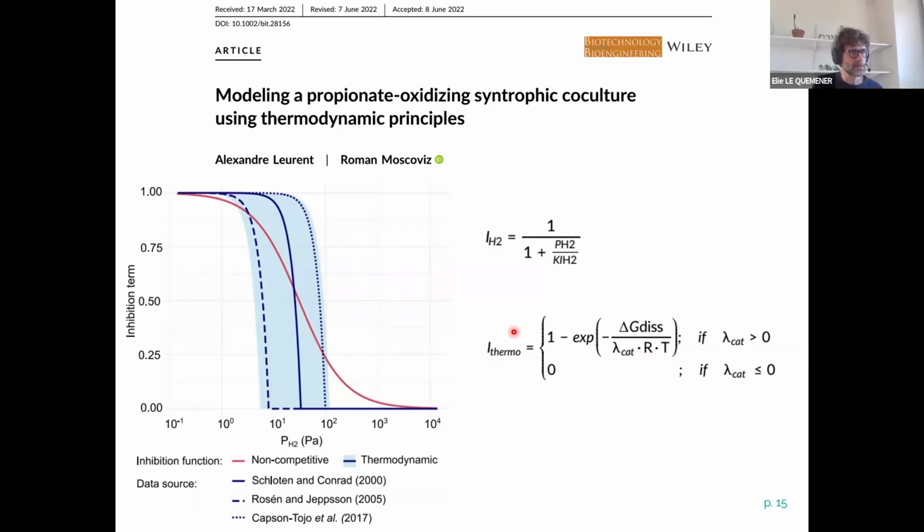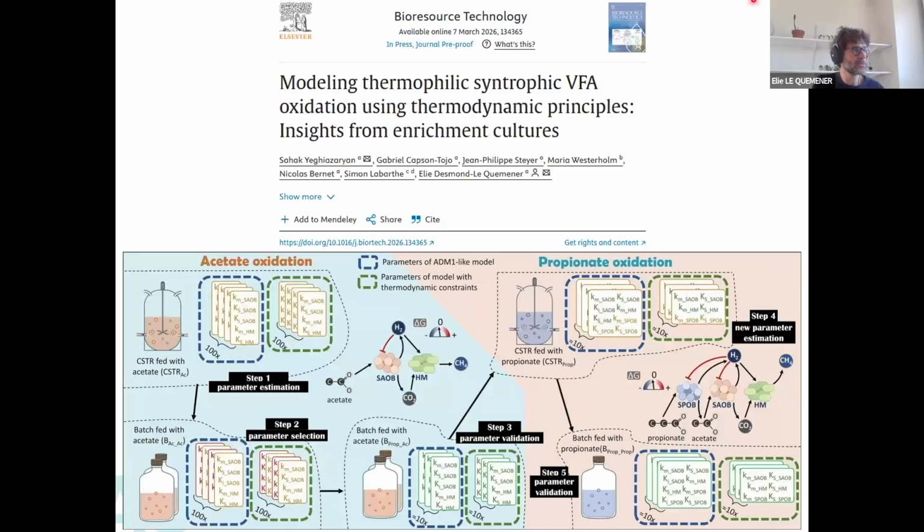The advantage here is that the inhibition function with the thermodynamic inhibition, if you do it like it's done here, you don't need an additional parameter in the model to take that into account. You just need to compute all the thermodynamic terms. And that's what we used to do this analysis.